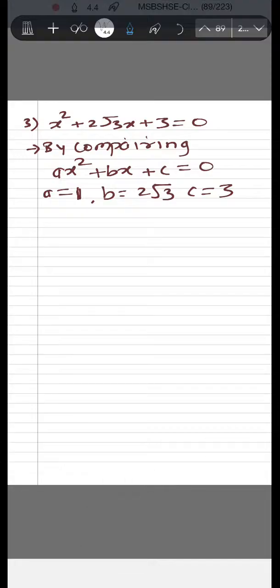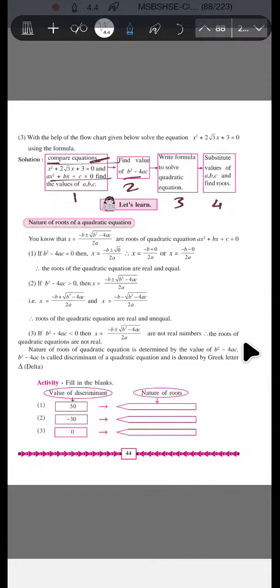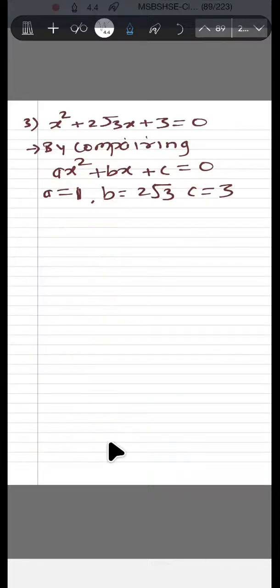Now what is the second step they have said? Find the value of b square minus 4ac. So here, b square minus 4ac. Okay, what is the b value here?